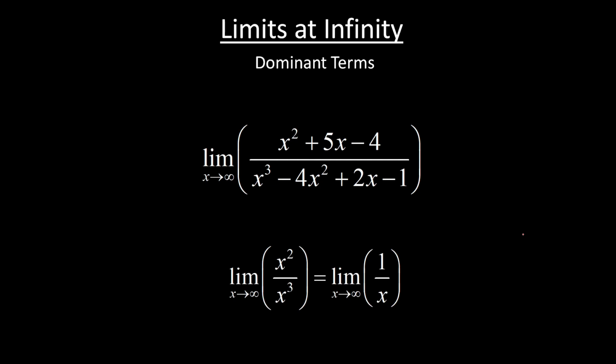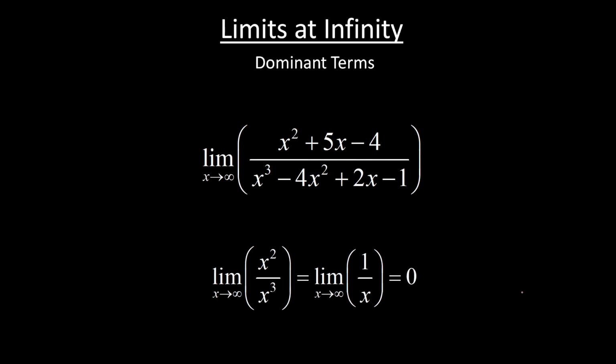And here may be something new, but the limit of 1 over x, remember, x is going to get forever and ever larger. So 1 divided by 10, 1 divided by 1,000,000, 1 divided by 1,000,000,000,000. This is a number that's going to 0. And so this limit is going to 0.